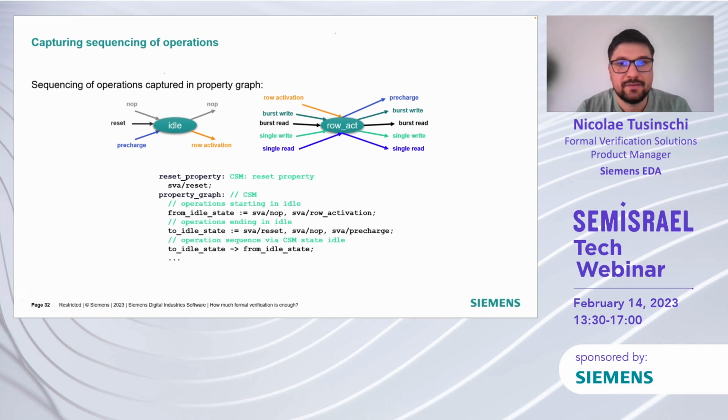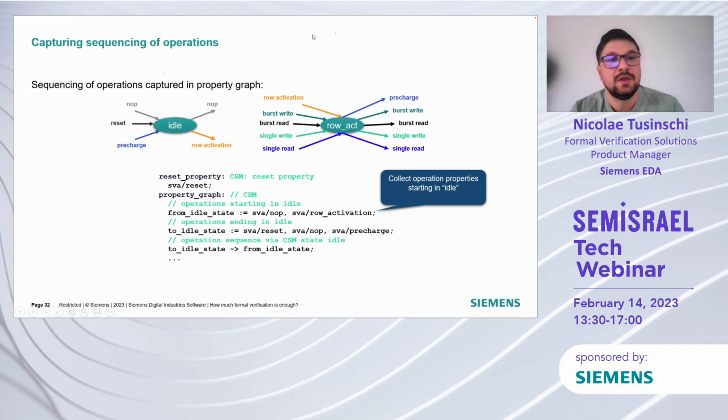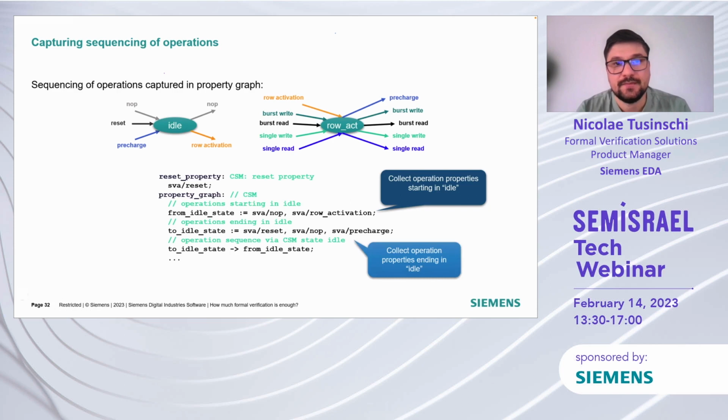And the property graph is a way to specify the operations, how they can sequence each other. In this property graph, let's say that we can collect operation properties starting in idle. So from the idle state, you have the NOP and row activation. So this is the outgoing. To the idle state, we have the reset, NOP and precharge, and this is how you specify. And then you can also specify to idle state from idle state as well. So you can collect operation properties ending in idle, and as I said, you can capture through idle sequences. So this is how you capture the operations on your design.